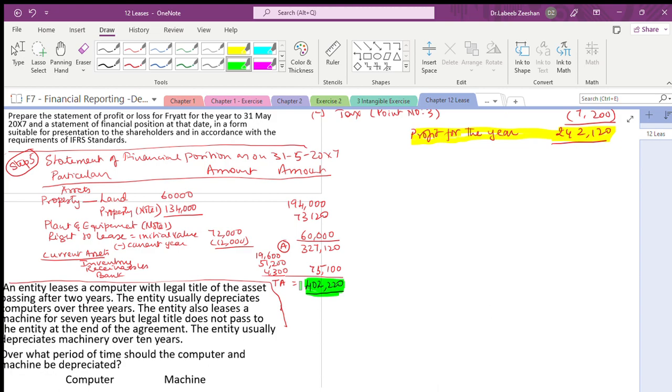Is it clear? Total current asset is 75,100. How is it now? See, 19,600, these three. It's correct, 75,100. Okay?